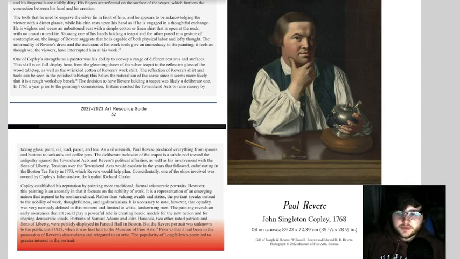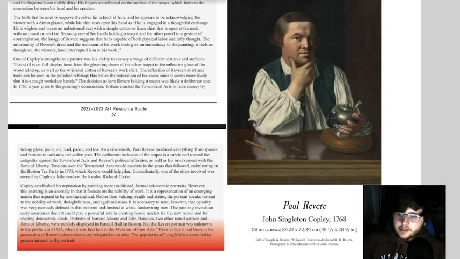Copley established his reputation by painting more traditional, formal aristocratic portraits. However, this painting is an anomaly in that it focuses on the nobility of work. It is a representation of an emerging nation that aspired to be non-hierarchical. Rather than valuing wealth and status, the portrait speaks instead to the nobility of work, thoughtfulness, and egalitarianism.